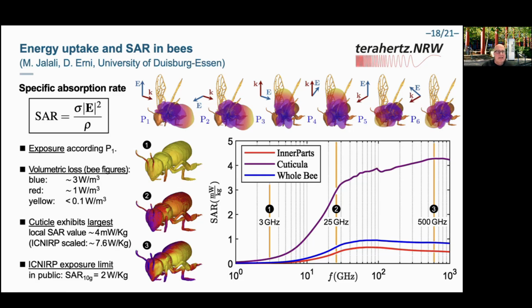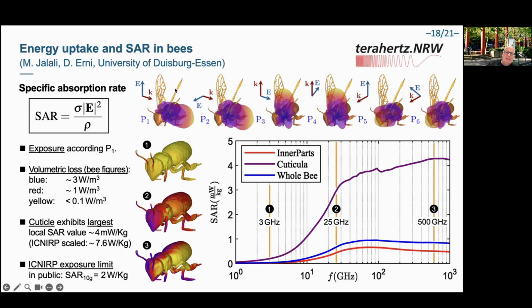So, coming now to my last slide, and actually also the most important slide in this exposure topic. Here I want to discuss the energy uptake and the specific absorption rate in bees. The specific absorption rate is a very peculiar measure used in the bioelectromagnetic community because it measures the power loss against the mass density. And this figure can be easily linked to a temperature increase, which is what might harm the insect or influence insect behavior.